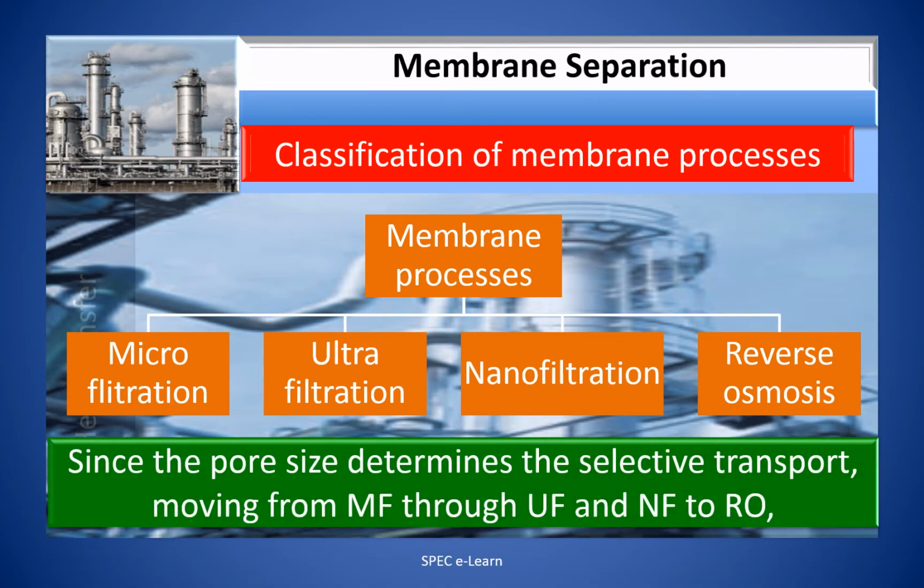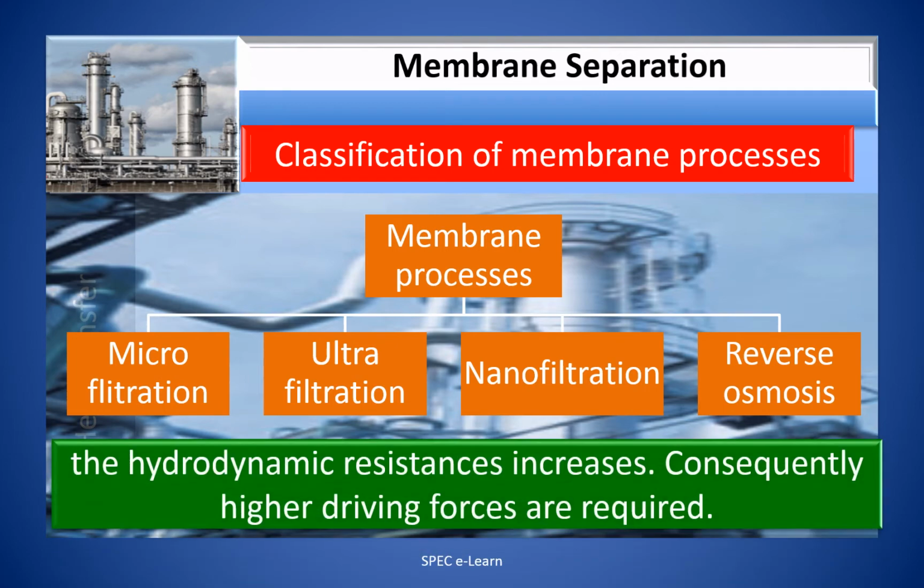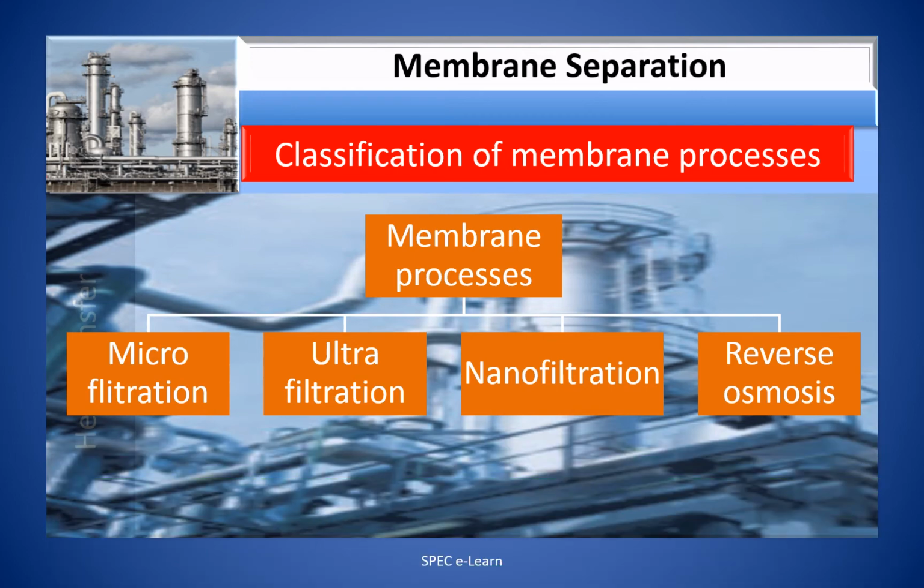Since the pore size determines the selective transport, moving from MF through UF and NF to RO, the hydrodynamic resistances increase. Consequently, higher driving forces are required.